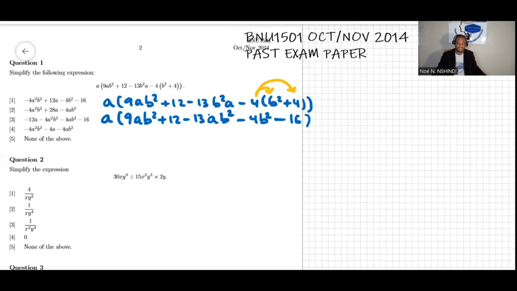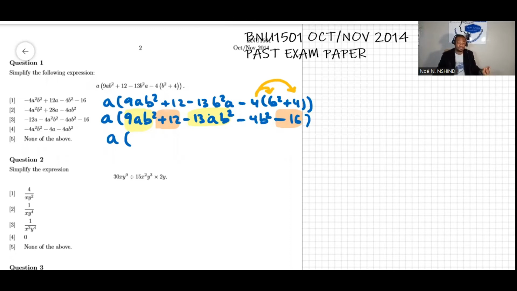I can notice that here we have 9ab squared, and then we have negative 13ab squared. They are like terms. We also have a constant, positive 12 here, and another constant, negative 16. So we can combine these. I'll write here a(9ab squared minus 13ab squared). We do 9 minus 13. How much is 9 minus 13?